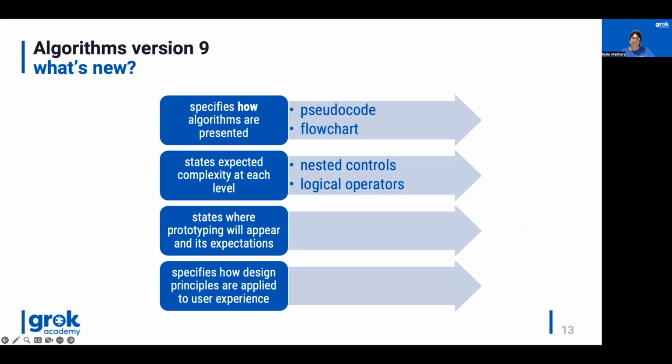So in algorithms, what's new? It's very specific about how algorithms are presented and to be dealt with by students. Version 9 also states the complexity that's required at every level along the way. And you'll see terminology such as nested controls and logical operators. It'll also state where prototyping will appear and how it's to be dealt with, and specifies how the design principles are applied to user experience.